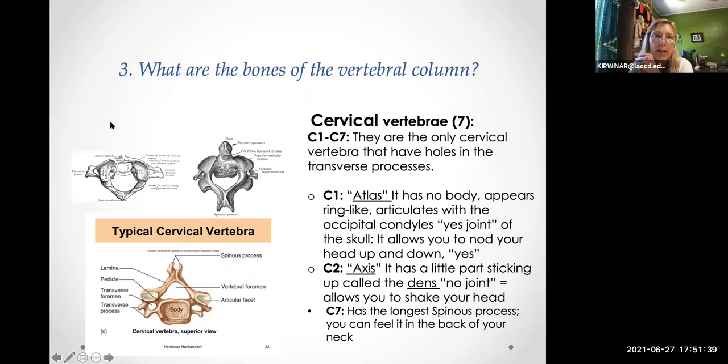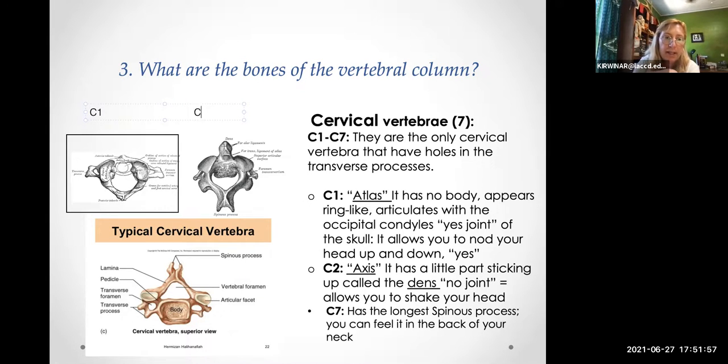All right, so I'm going to risk crashing Zoom again, but the box on my screen is the C1 vertebra, and the C2 vertebra, or axis, is the vertebra on the right. And you see that little protuberance? That is your dens, and that fits into that small hole of the atlas. So it allows you to turn your head from side to side, or say no.